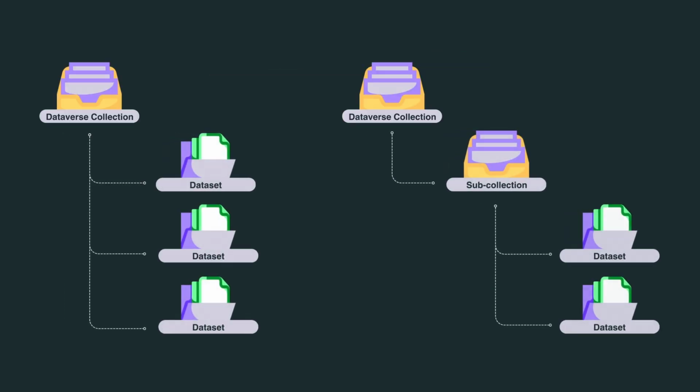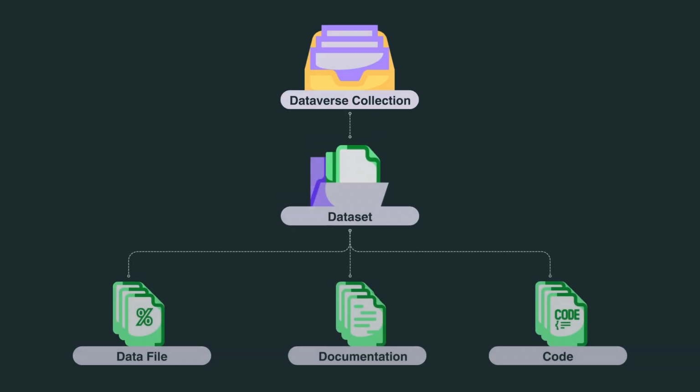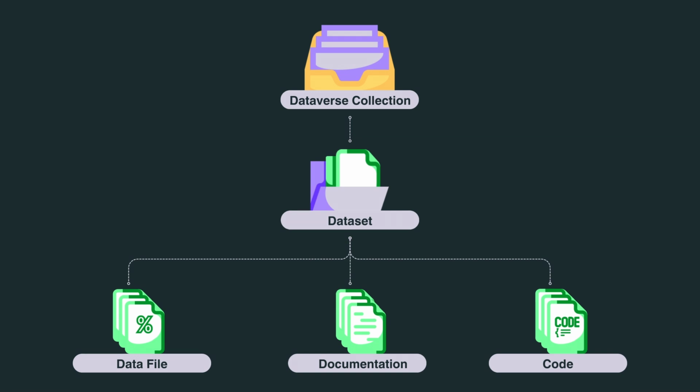Let's start with some definitions. Borealis is organized into collections, which are containers for one or more datasets or sub-collections. Each participating institution in Borealis has an institutional collection that may contain other sub-collections and datasets. A dataset is a container for a set of research data, documentation, and code, often relating to a particular study or research output.